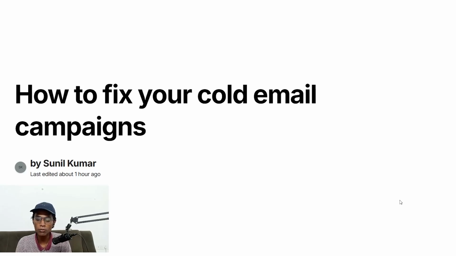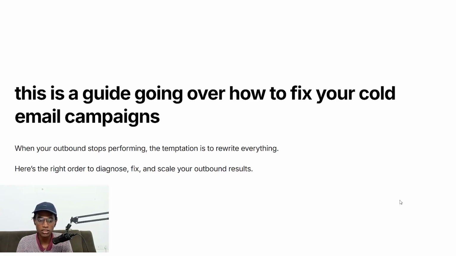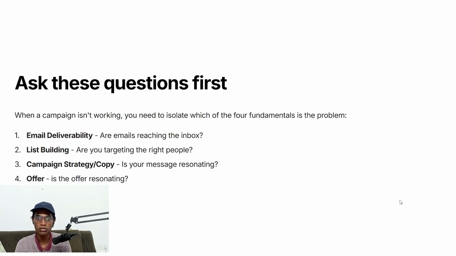In this video, we'll be going over how to fix your cold email campaigns. This is a guide going over how you can diagnose, fix, and scale your outbound results. When your outbound stops performing, for a lot of people, when their campaigns stop performing or are performing poorly, the temptation is to rewrite everything. However, you don't need to always do that. I'll show you a better way to diagnose them and actually start extracting better results from your campaigns.